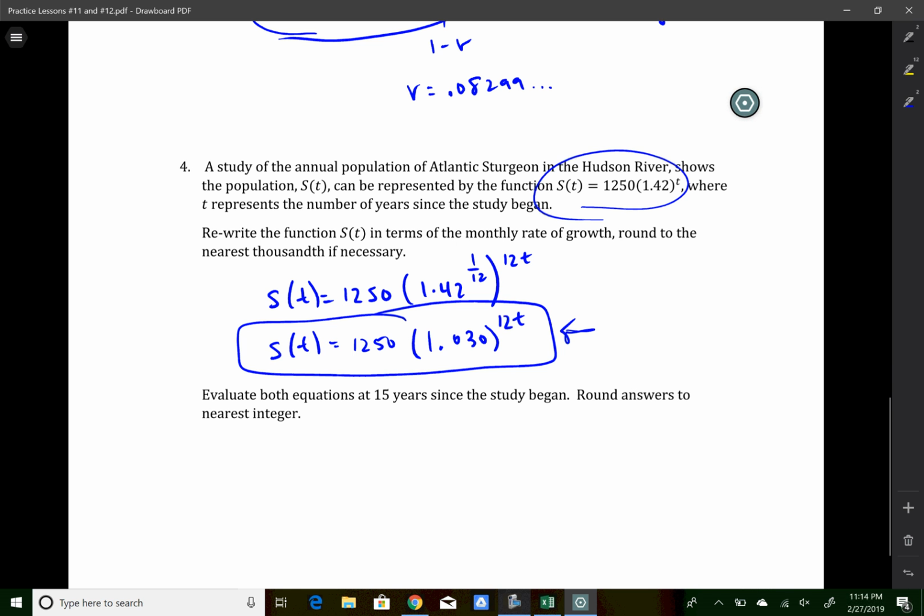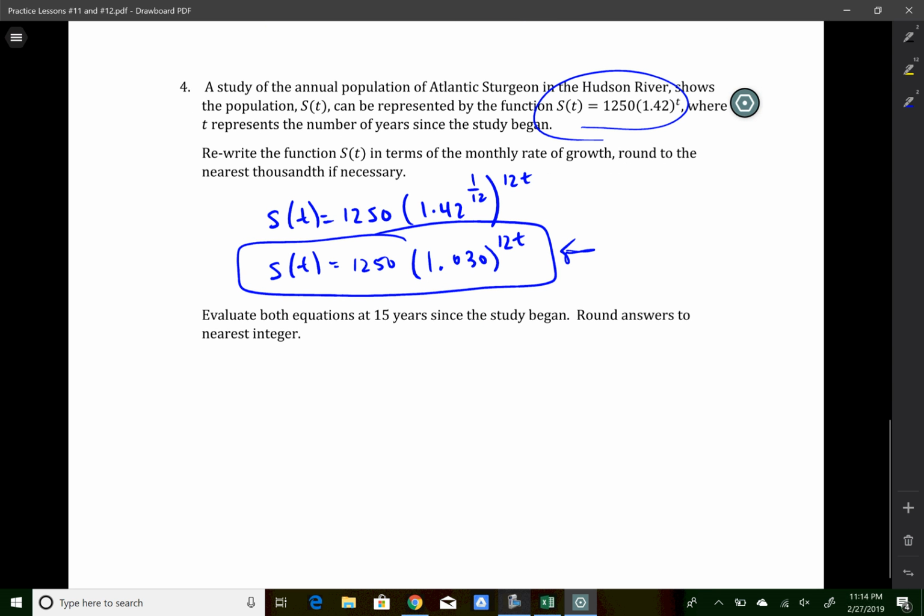So it says the value of both equations at 15 years, and round your answer to nearest integer. Let's see how close we actually are, and see how much rounding affects an exponential model. Because this is kind of an interesting little experiment we're going to do here. So if we do S of 15 is equal to 1250 times 1.42 to the 15th power. So if I do 1250 times 1.42 to the 15th power, I get 245.67, right, round to nearest integer.